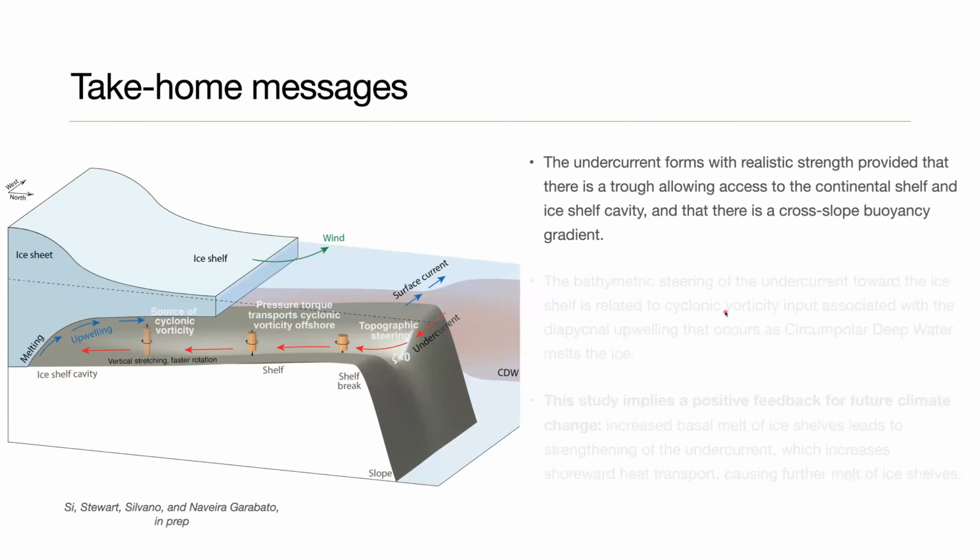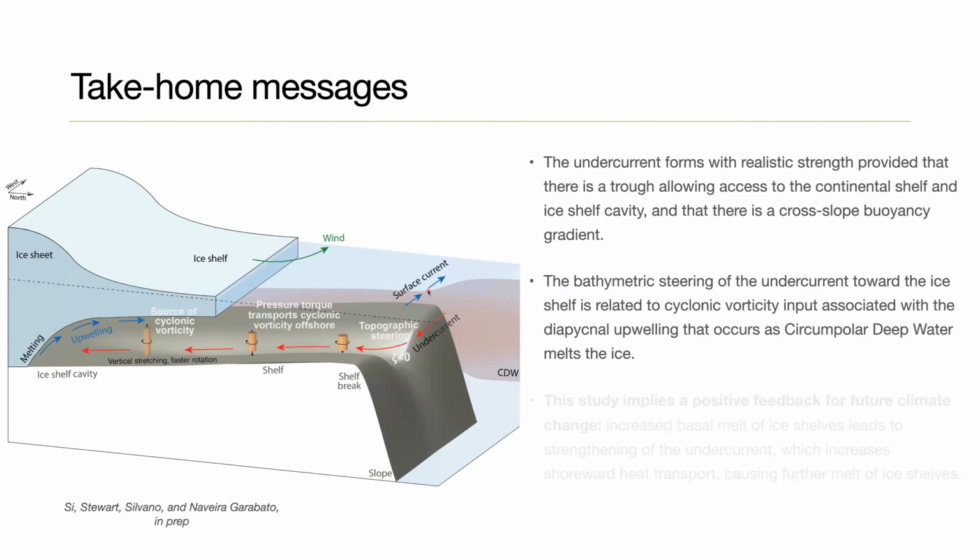Here are the take-home messages. The undercurrent forms with realistic strengths, provided that there is a trough allowing access to the continental shelf and ice shelf cavity, and that there is a cross-slope buoyancy gradient. The bathymetric steering of the undercurrent toward the ice shelf is related to the clockwise vorticity input associated with diapycnal upwelling in the ice shelf cavity.